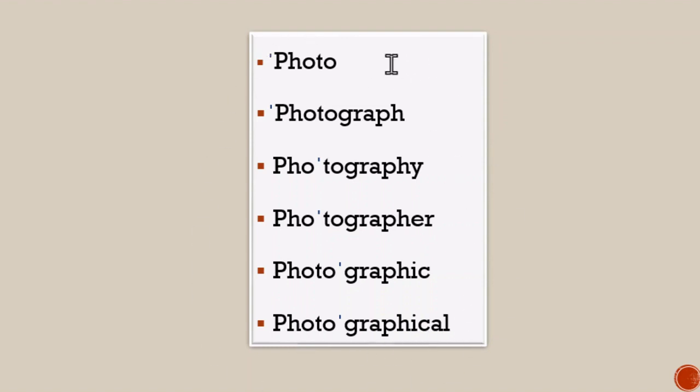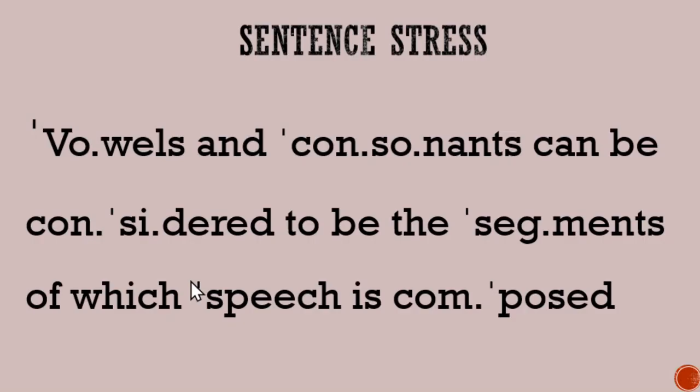This is a good example for how the pronunciation changes when the stress shifts. So this becomes photography, while this is a photograph. And here it is photographic. Okay, that is about word stress.